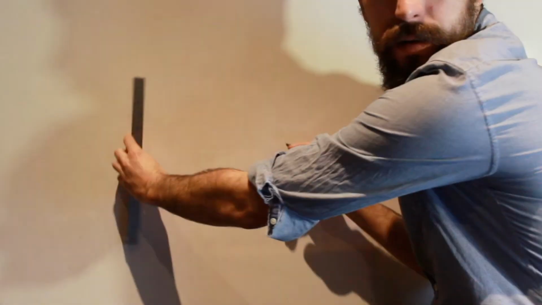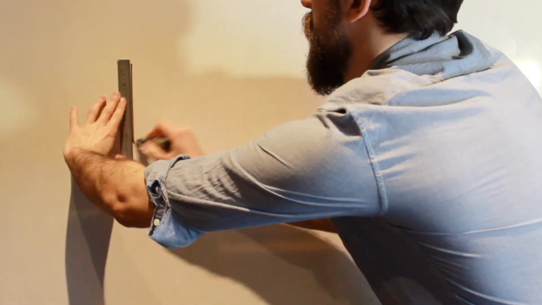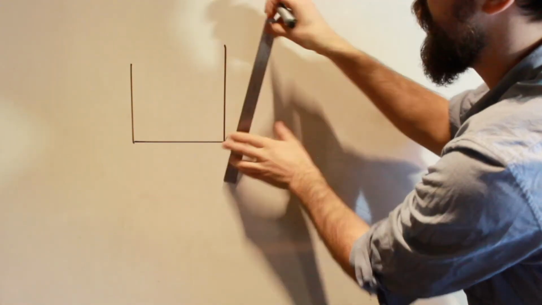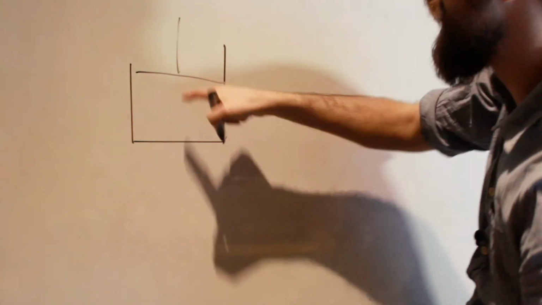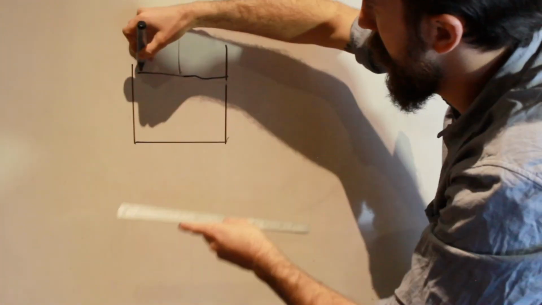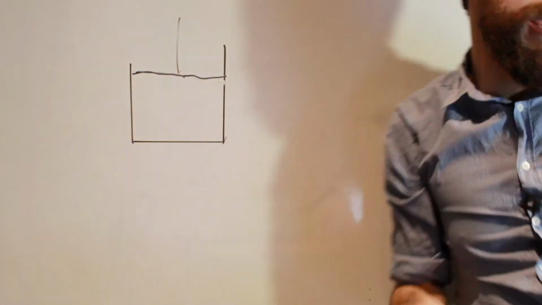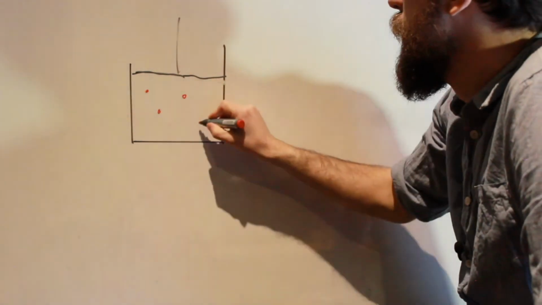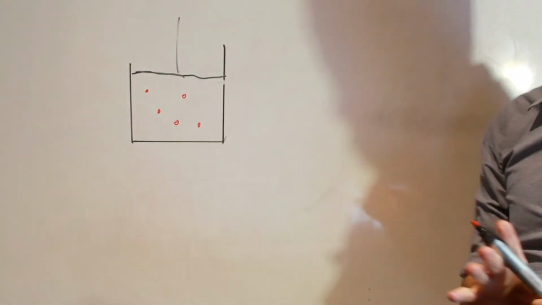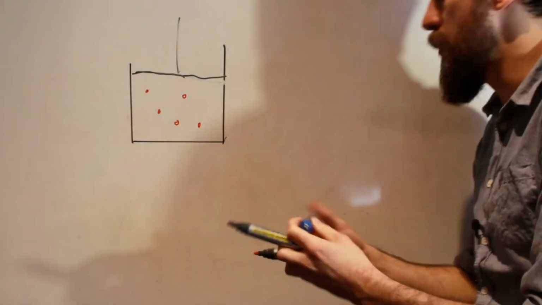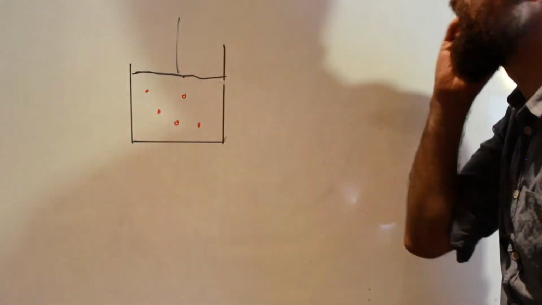If I go over to my whiteboard and draw a container, let's have a look. I've got a container there, and it's a closed container, so I have some sort of lid on it. And this lid is going to be able to move up and down for reasons that will become apparent in just a second. So if I've got a gas in there, let's say I've got 5 gas molecules: 1, 2, 3, 4, 5. These gas molecules are all moving, colliding, and moving around randomly in different directions.